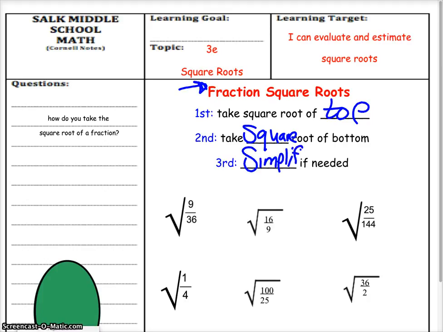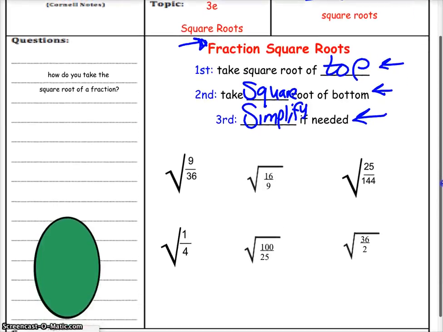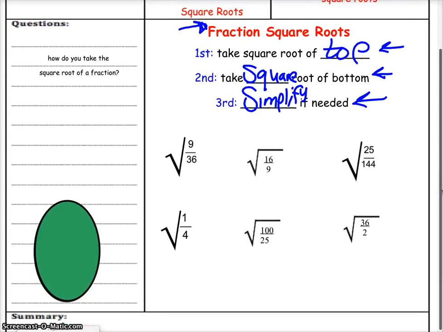Okay, let me state that again gracefully. To evaluate, this is part of evaluating. To evaluate a fraction square root, you're going to take the square root of the top number. You're going to take the square root of the bottom number, and then you simplify if you need to. So square root of the top, square root of the bottom, and simplify. All right, I think that sounded a little more graceful. Let's look at an example here.